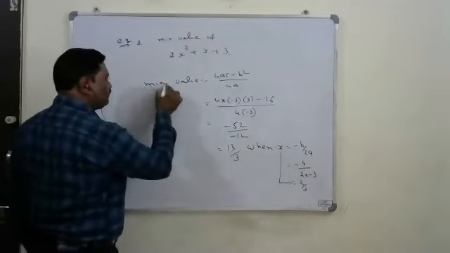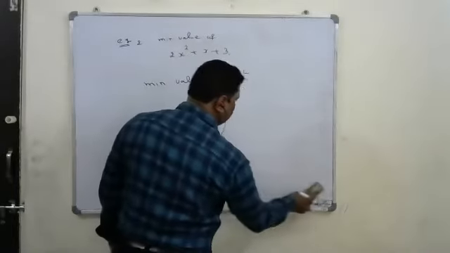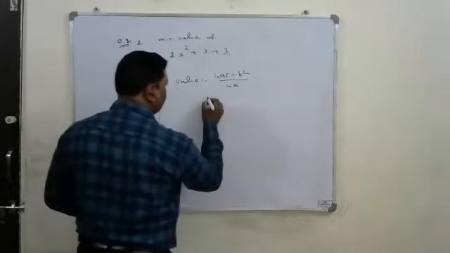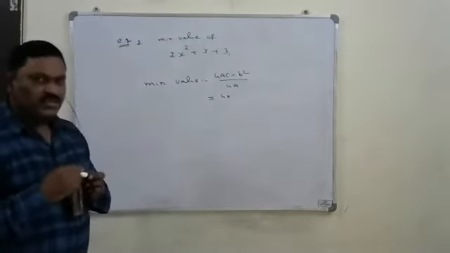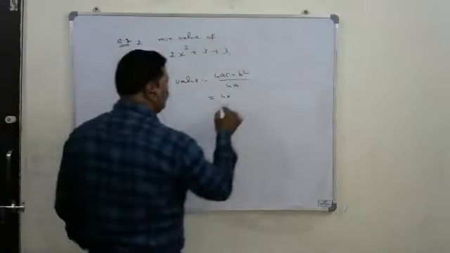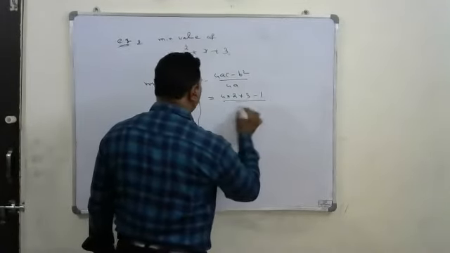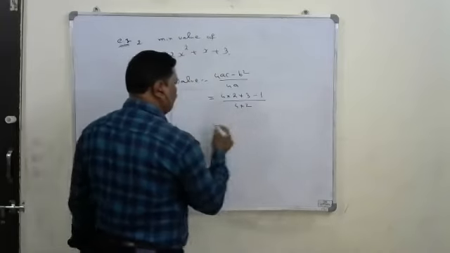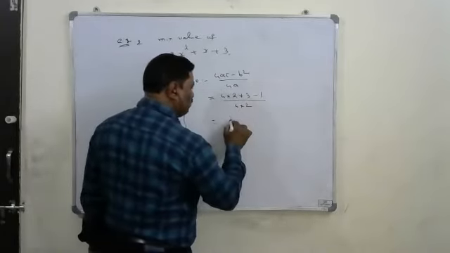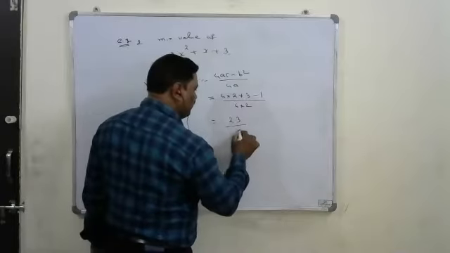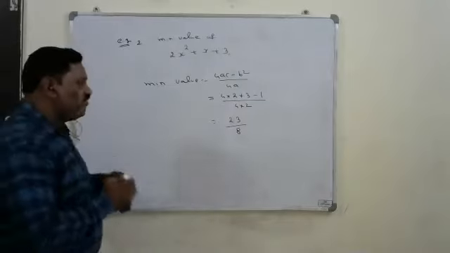Calculate it. 23 by 8. Good. What is the value of the x? 4 into a, a means 2, c means 3, minus b square means 1, upon 4 into a, means 2. 4 2s are 8, 8 3s are 24, 24 minus 1, that is 23 upon 8. 23 upon 8 will be its minimum value.